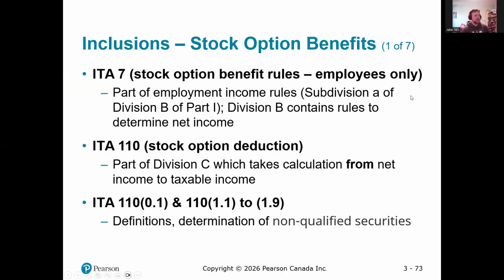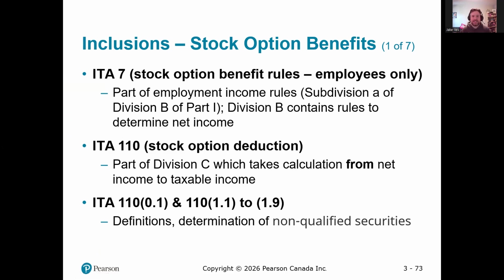Okay. So stock option benefits. Section 7 of the Tax Act establishes that stock option benefits are part of employment income. It's a preferred price because I work there. Income Tax Act 110 talks about a potential deduction.